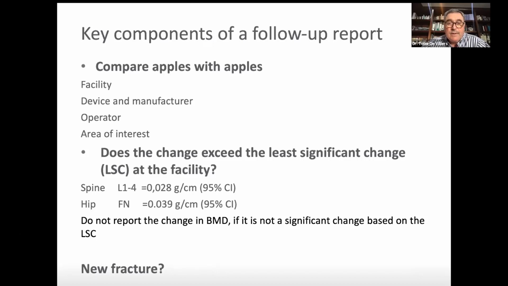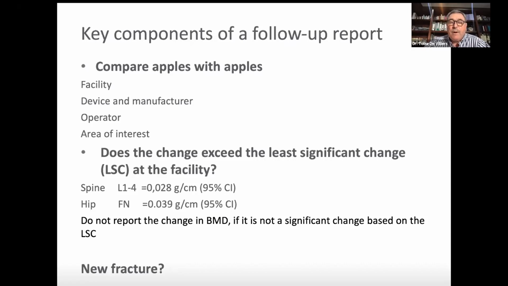Well, the main thing of a follow-up report that you should look at is to compare apples with apples. So it needs to be at the same place. It needs to be the same device and manufacturer, preferably the same operator, and most important, the area of interest should be comparable. So on the machines in our unit, once we have a follow-up, the machine will automatically bring up a picture to the operator of where she did measure the spine, for instance, in the previous year, or how she measured the hip. And that should be done in exactly the same way. And otherwise, it is obviously of no use.